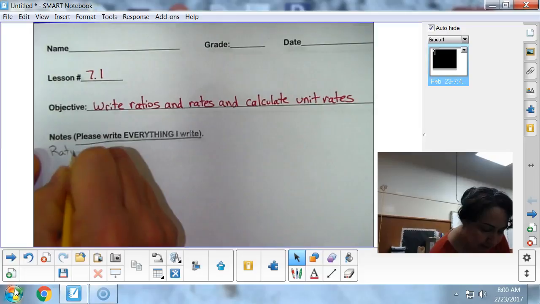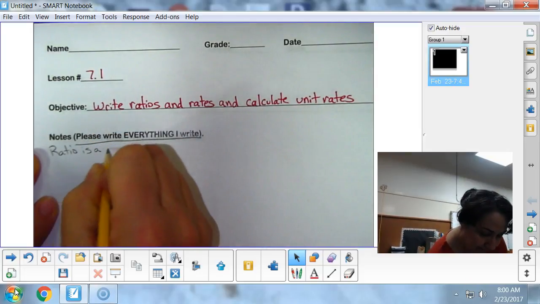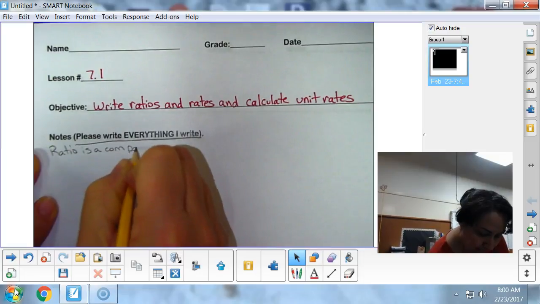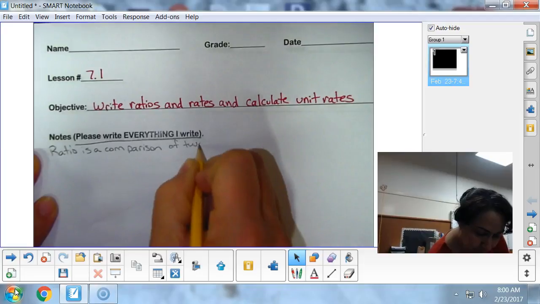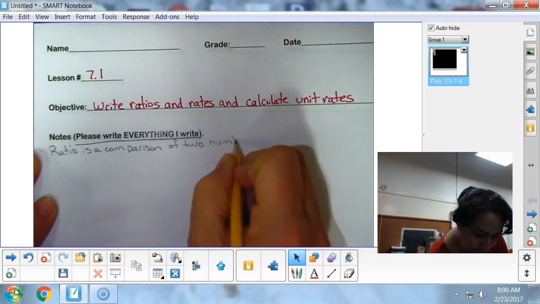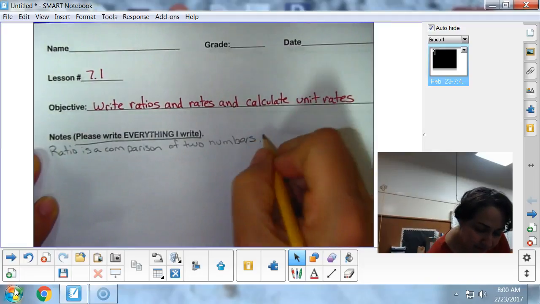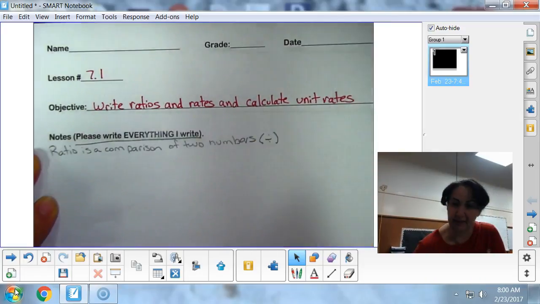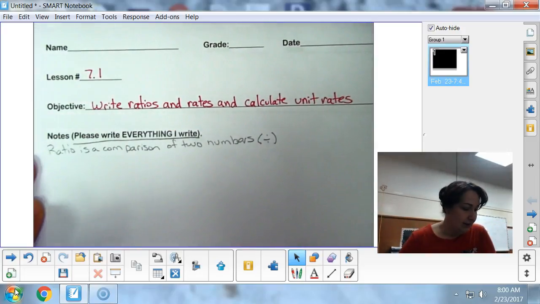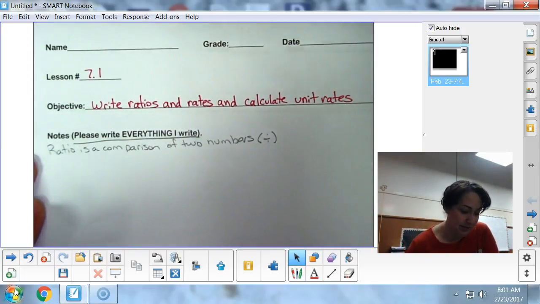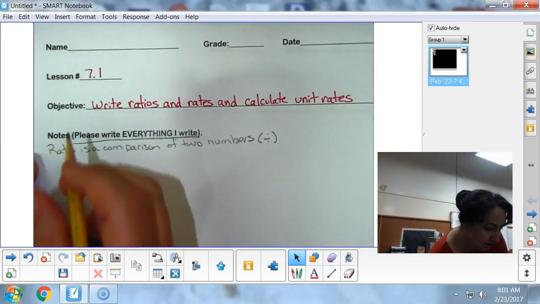So a ratio is a comparison of two numbers. And I'm going to put a division sign right there because we compare these numbers by dividing. Let's do an example, and then I'll show you there's 3 different ways that we can write a ratio.